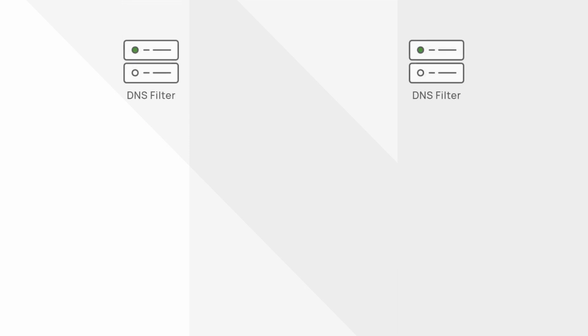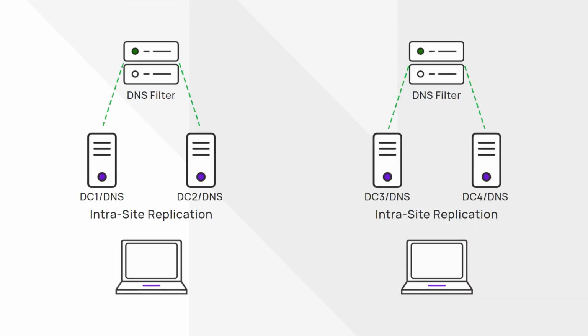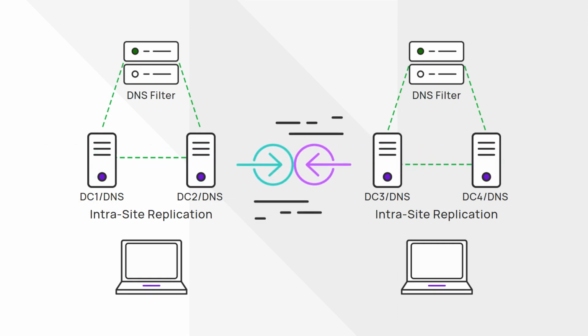In a multi-site environment, systems should be configured to use the DNS servers at their local site before those at a different site. This minimizes the amount of DNS traffic crossing slower WAN links.